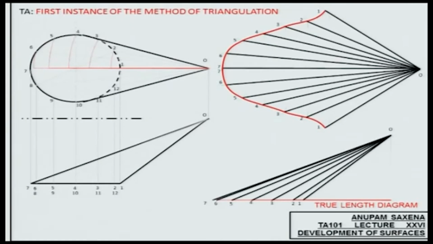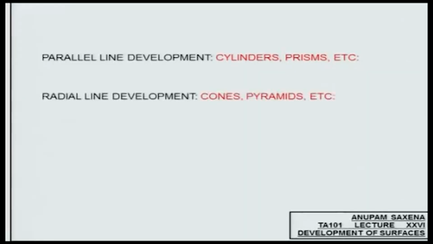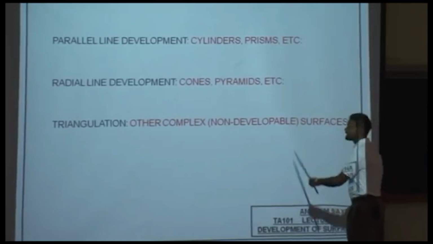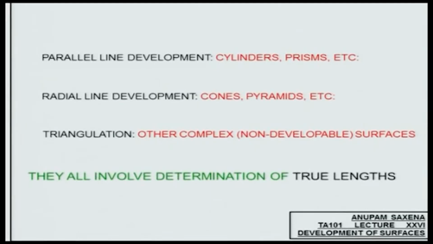First example of the method of triangulation. If you remember our discussion last time on Tuesday, you go for parallel line development in case of cylinders, prisms, and those kinds of solids. You go for radial line development in case of cones and pyramids, regular solids. And you go for triangulation for other complex or non-developable surfaces like in the previous example. As I said last time, they all, some way or the other, involve determination of true lengths and true shapes. Without that, you cannot do anything.